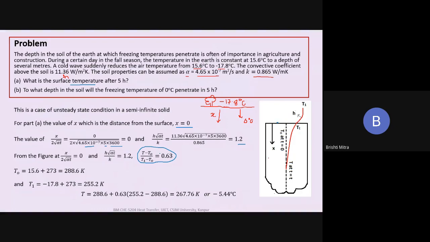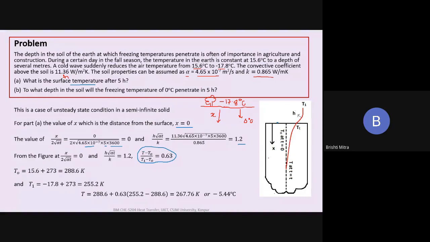Now what is T naught? T naught is the initial temperature. Initial temperature was 15.6. Convert it into Kelvin so that we have all positive numbers, no negative numbers to deal with. And T1 is the temperature which has now gone down to minus 17.8. Again, converted into Kelvin, so we have 255.2.